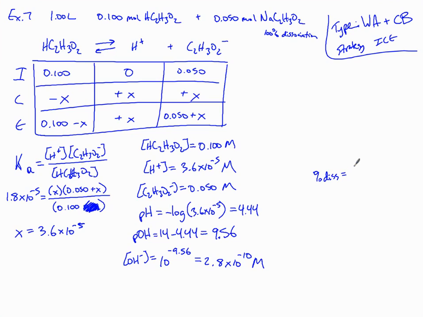Percent dissociation, X over the initial. Same numbers as last time, and the same percent dissociation as last time, 0.036%.